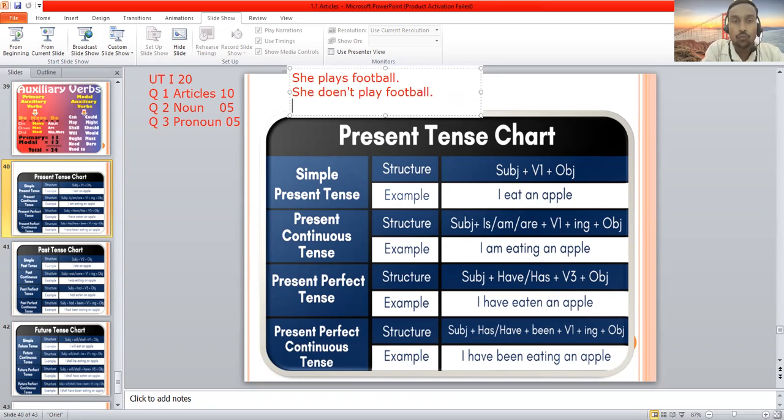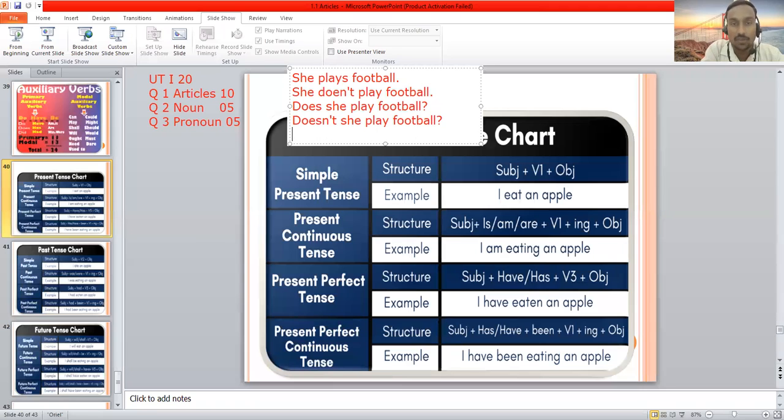Then we will go with its verbal question. Verbal question: does she play football? If it is negative, in that case it will be: doesn't she play football? That becomes four different sentences. Which four sentences? First one is affirmative, second one is negative, third one is interrogative, fourth one is negative interrogative.